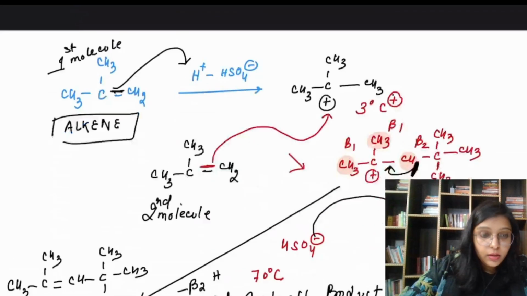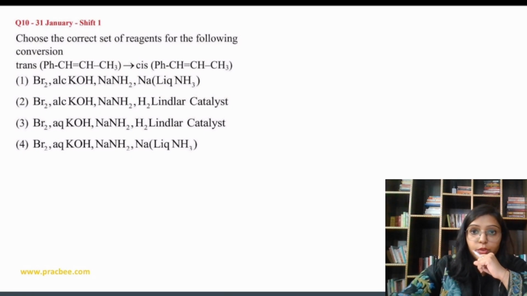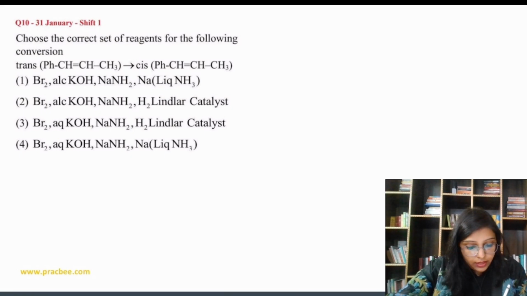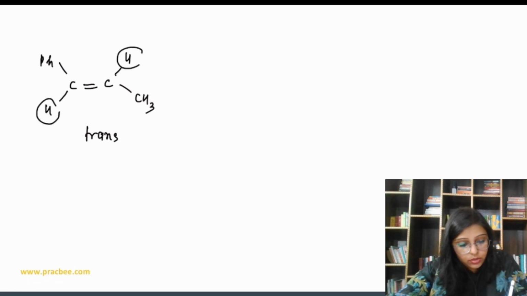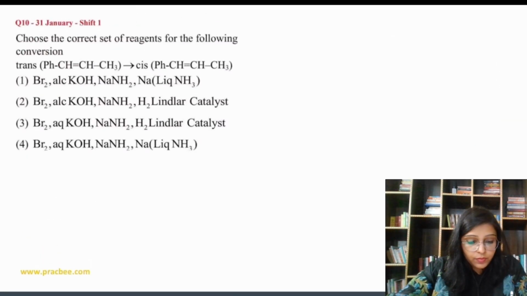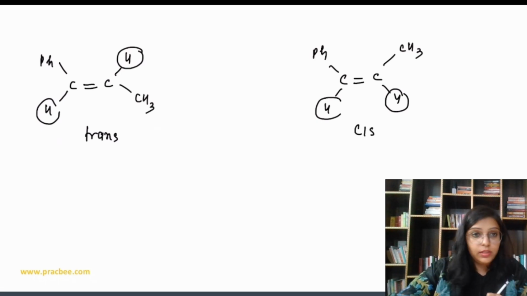Clear? Now let's do next question. Choose a correct set of reagents for the following conversion. So we have trans, this PhCH, double bond CH and CH3. So this is the trans form. Why is this the trans form? Because the hydrogens are on opposite sides. And we have to form the cis form. Cis double bond, C, H, H, Ph and CH3. So the hydrogens are on the same side across the double bond. So this is going to be the cis form, right?